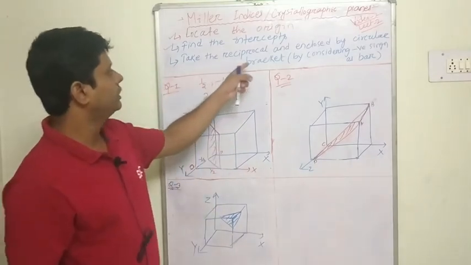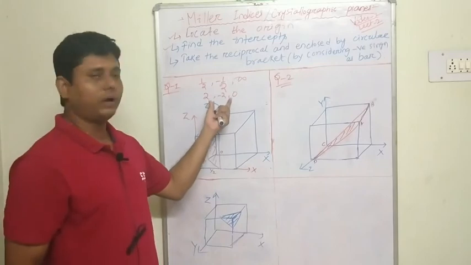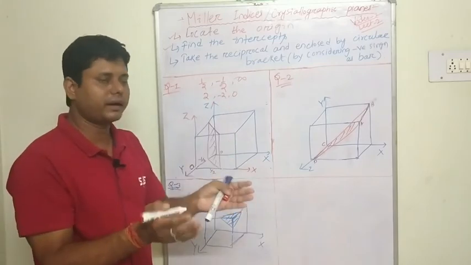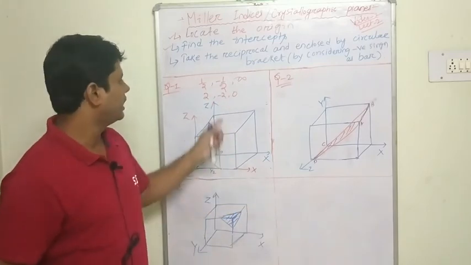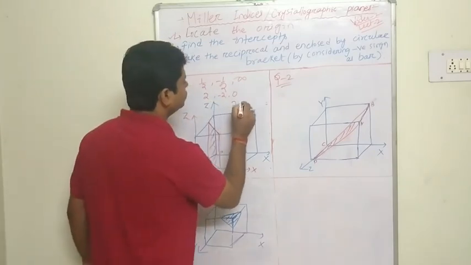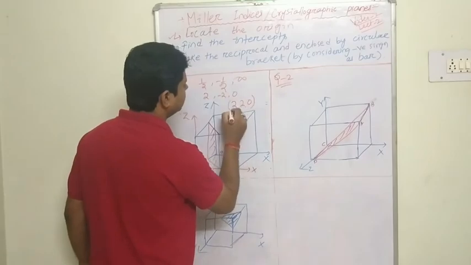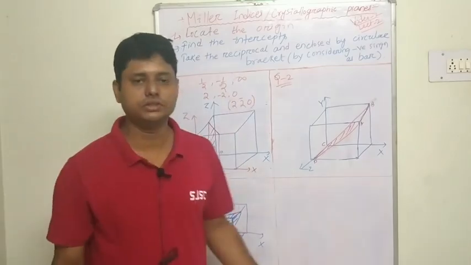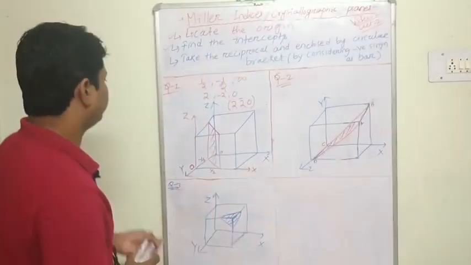Now, whatever values we have found, we have to put in the circular bracket, removing all the commas, and put the bar if we have a negative. So it will be 2, 2, 0 inside the bracket, with the bar over the second. This is the required Miller indices of this plane.